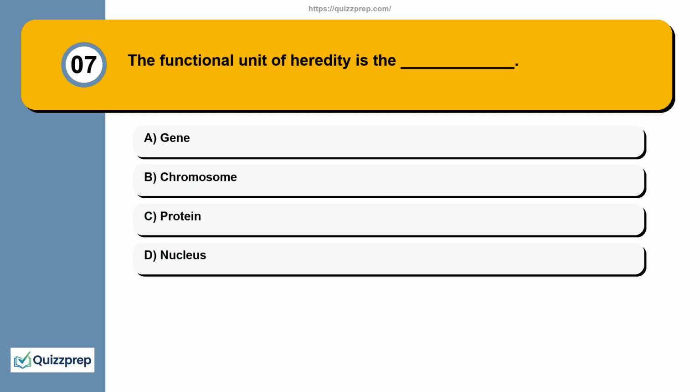Question 7. The functional unit of heredity is the blank. Gene, chromosome, protein, nucleus.